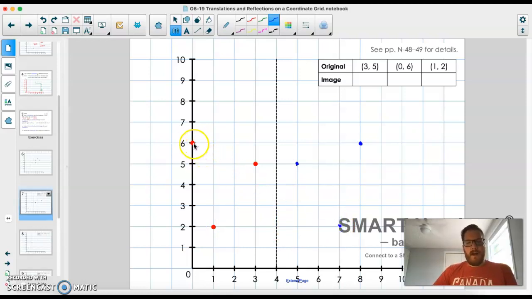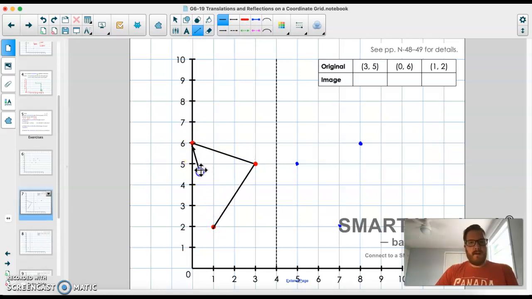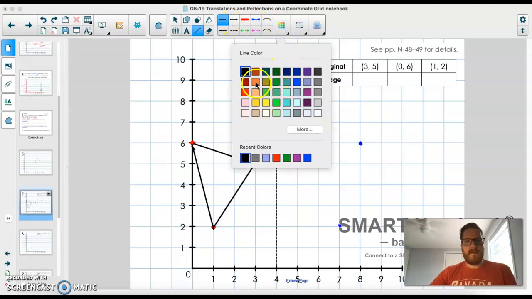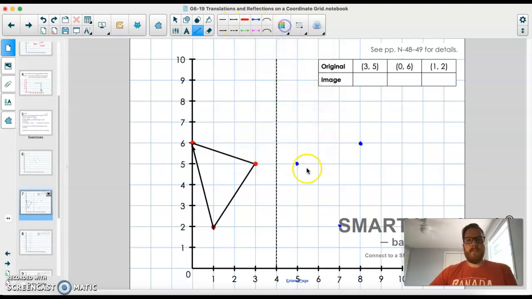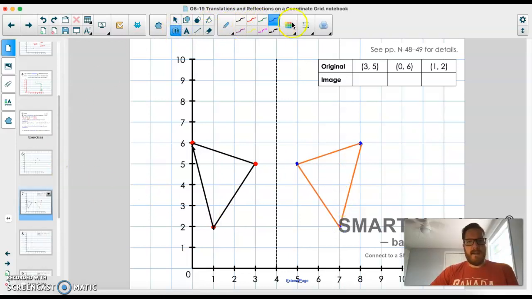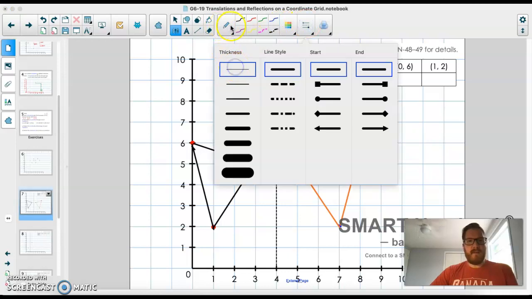And if I wanted, I could use the line tool to join these up to make a shape. And this is going to be a triangle. And my new image, I'll just change color for a quick sec. This is going to be my reflected image over here. And we can plot out, and again, I have to change my line thickness.